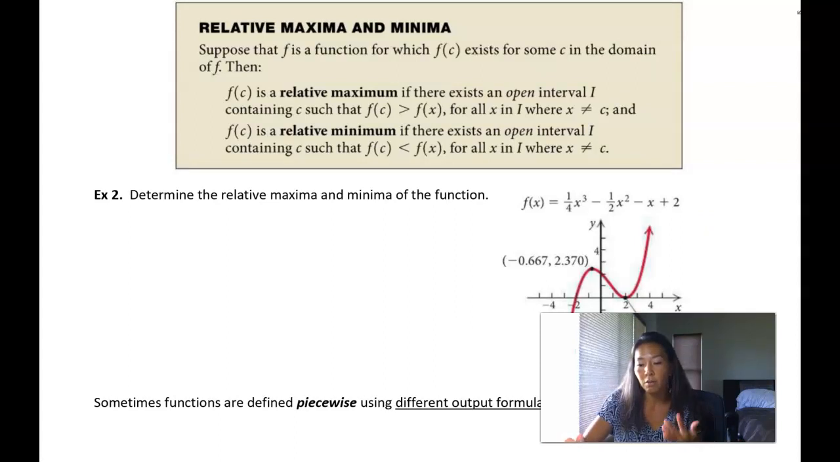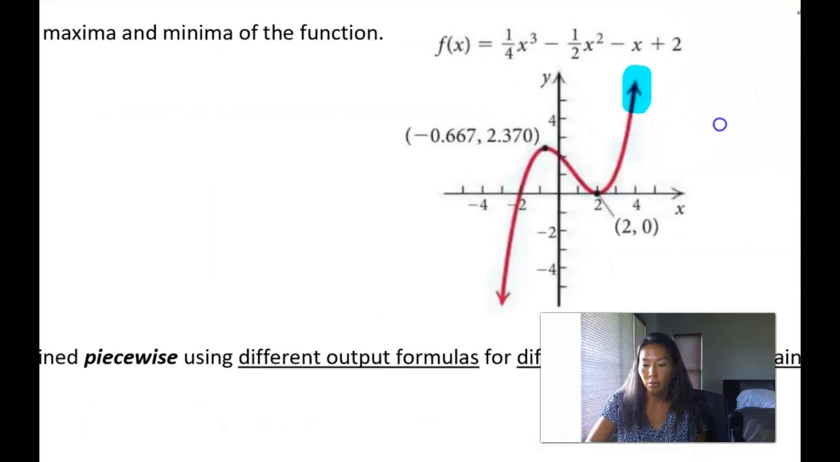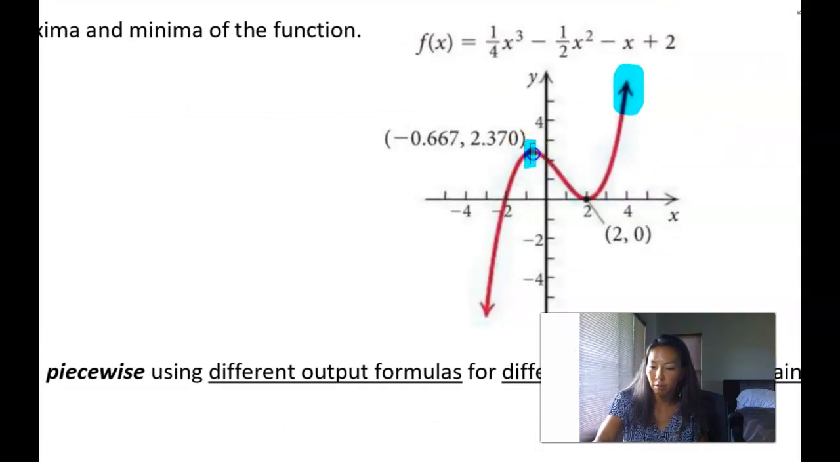Well, sometimes there is no maximum. Like this right here, you see that arrow? It implies that it's going to keep going up. But in that area, you will have a relative maximum right here, okay? And in that area, I will have a relative minimum. Like this is implying it's continuing to go down, but I'll have a minimum right there.